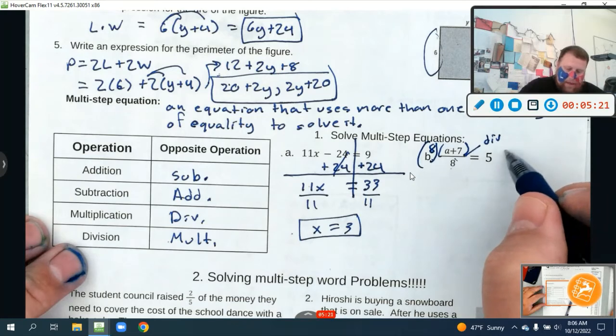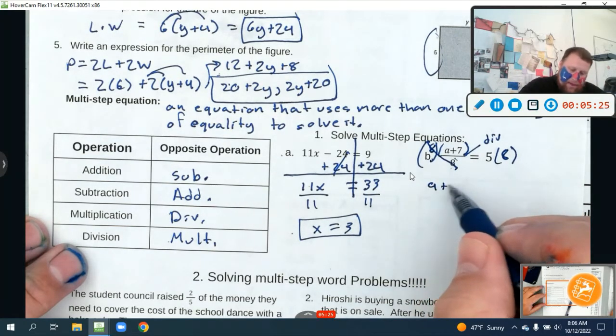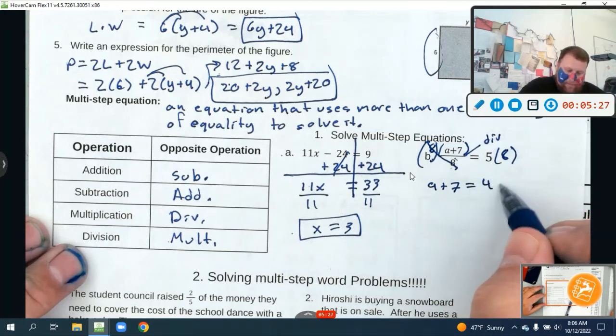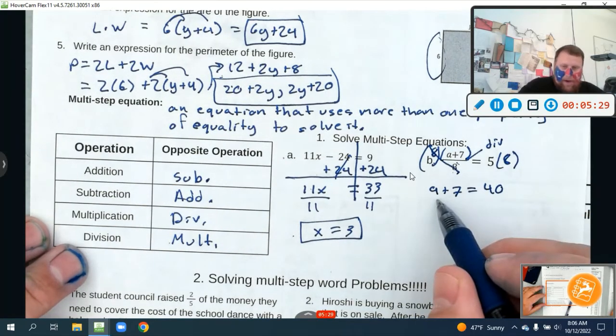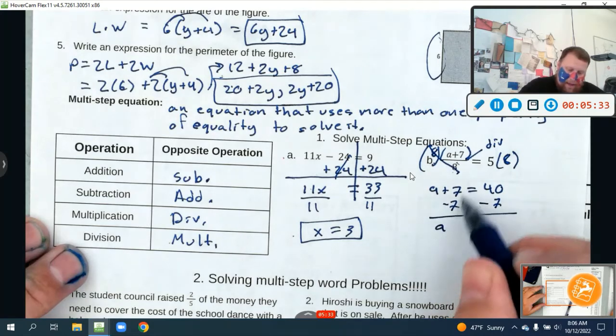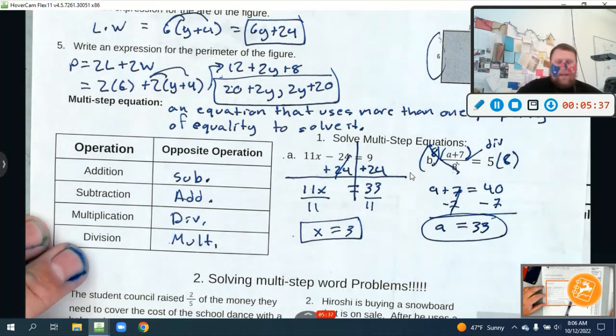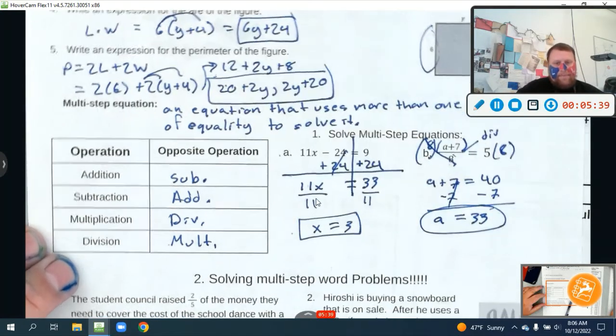And what I do to one side, I do to the other. So those cross out, I'm left with a plus 7 equals 40. And now, I want to get a by itself, so I'm going to subtract 7. I get a equals 33. Boom! Look at that. Good stuff right there.